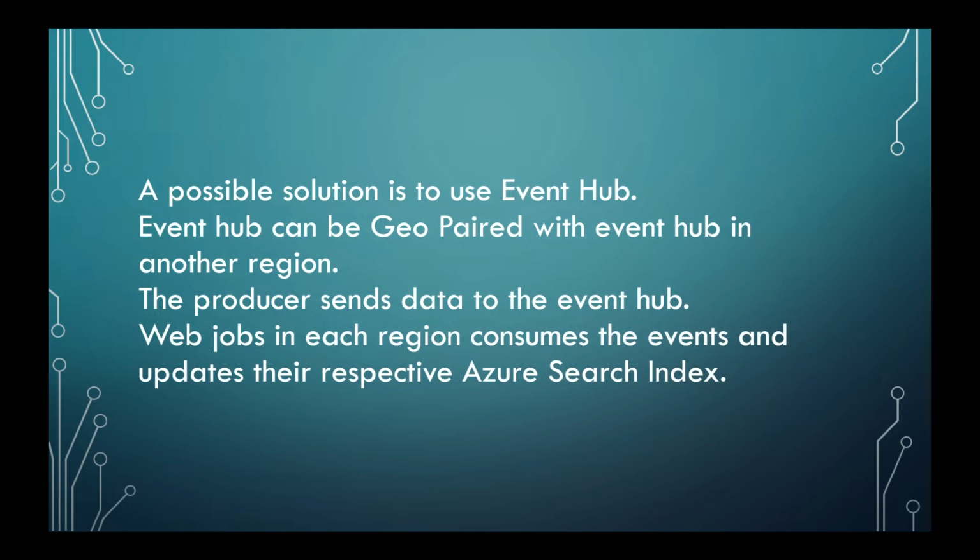The producer sends data to the Event Hub. A web job in each region consumes the events and updates their respective Azure Search index.